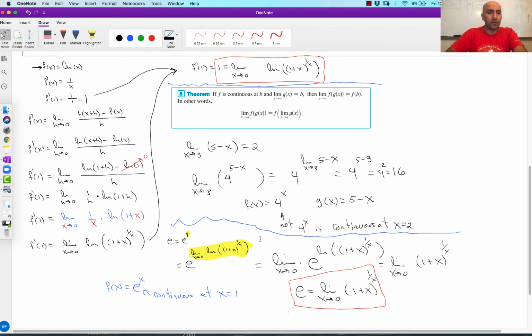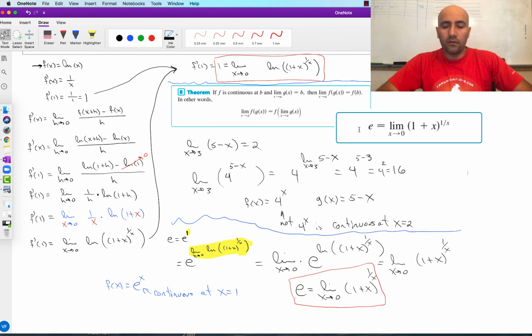Okay, this is what your author presents to you. So this is what the author provides for you. e equals the limit as x approaches 0 of 1 plus x to the power of 1 over x. Okay, so what we've established here is a limit definition of e. We've seen it before, but now we can see the roots of it, where it came from.